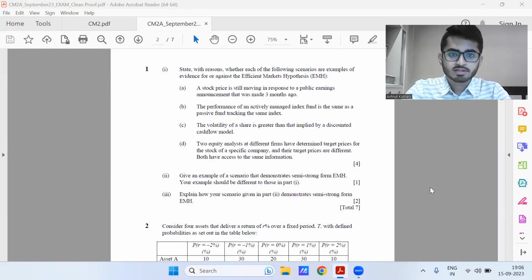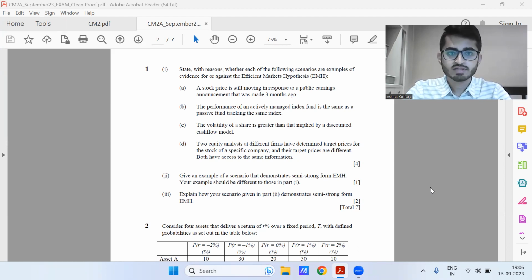Let's get started with the discussion of CM2 Paper A from IFoA for September 2023 session. So overall, first of all, with respect to difficulty of paper A, it was a fair paper. I will not say it to be very difficult or very easy. But yes, one thing about this paper was that this would have distinguished between students who have prepared decently for it and the well prepared ones. The ones who are very much well prepared, who have practiced ample number of questions, they found this paper relatively easier and they ended up attempting a large proportion of the questions.